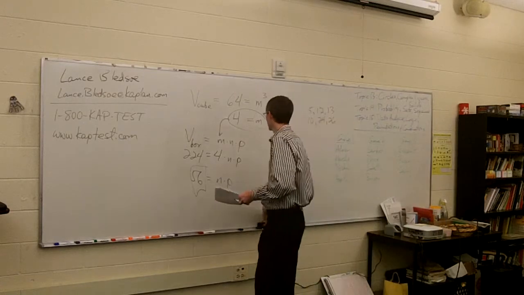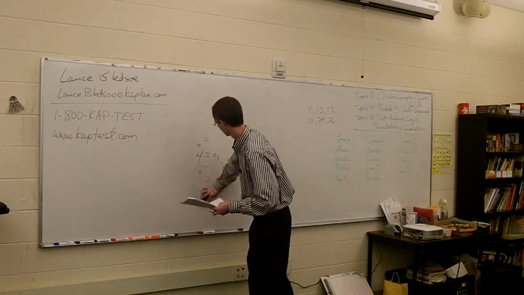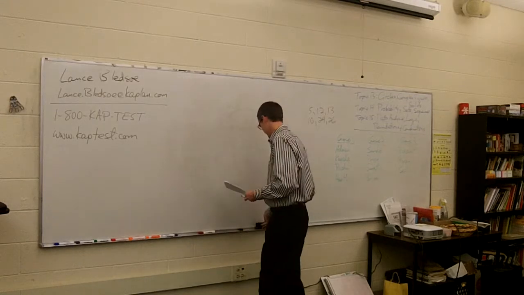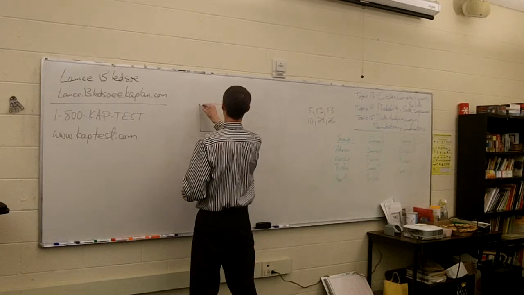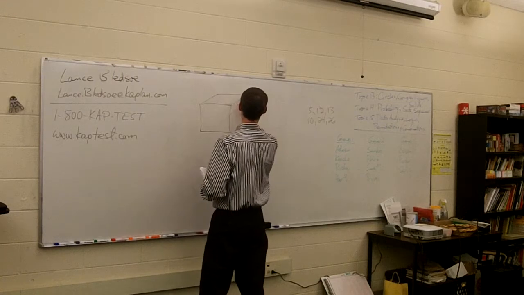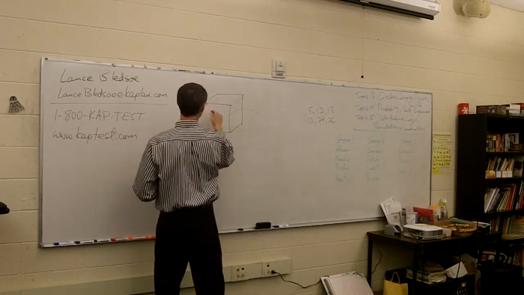So let's take a look at question number 6. Sadiq, read that question for us, please. In the cube above, the length of the edge is 3. What is the straight line distance from vertex A to vertex B? All right, so here I've got a cube.